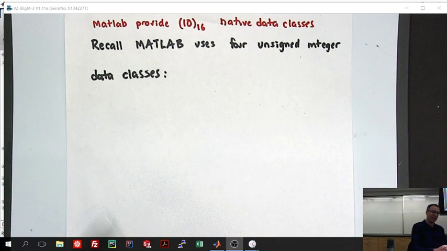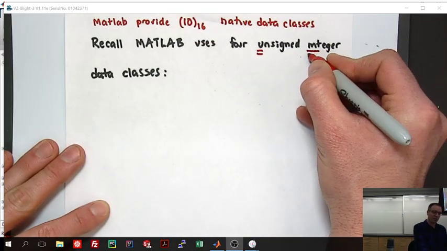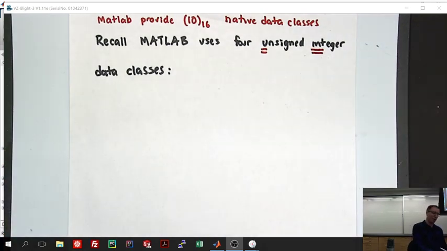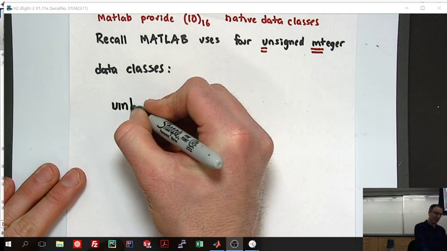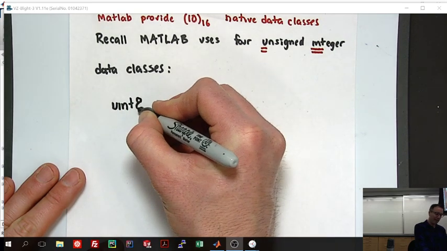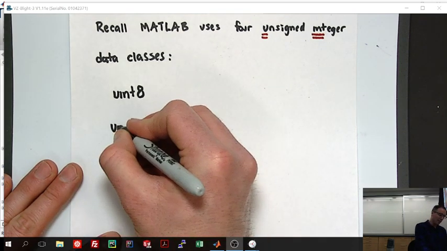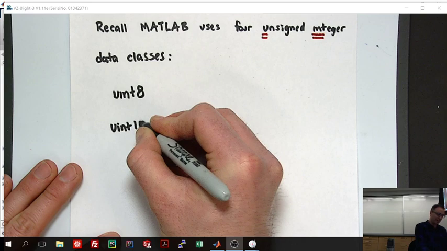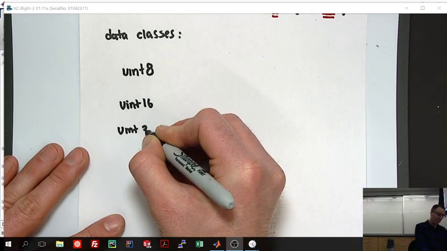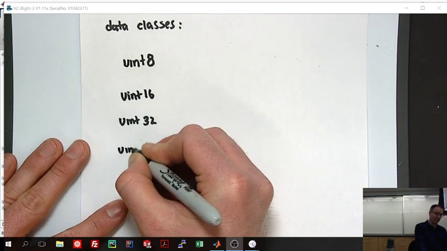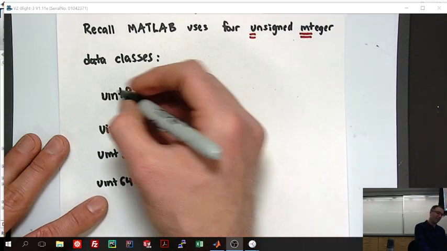And the way that I like to think about unsigned integers is it starts with a U and then int. So let's go ahead and look at that. The first one is uint8. What's the next one? Yep. uint16, uint32, and then also uint64.